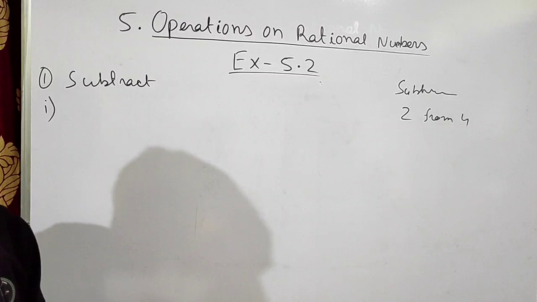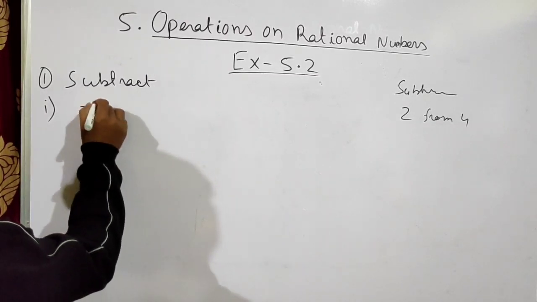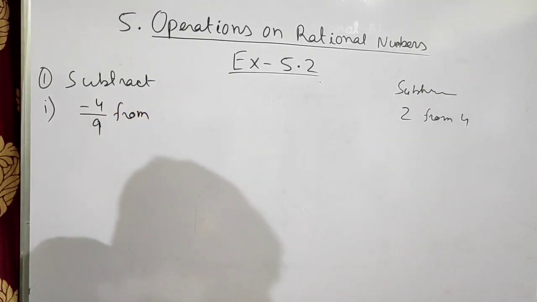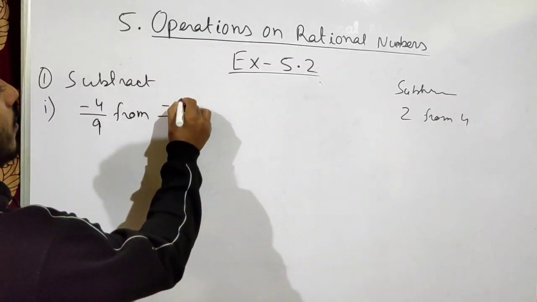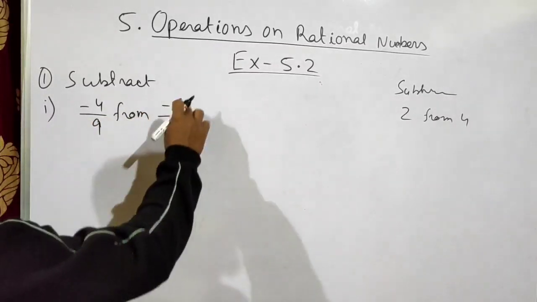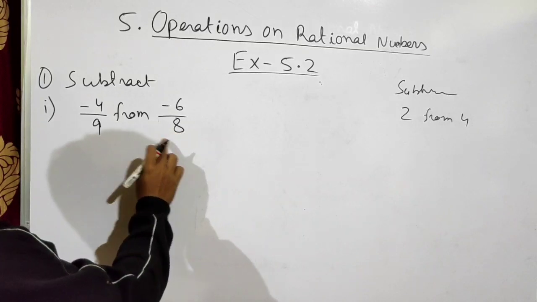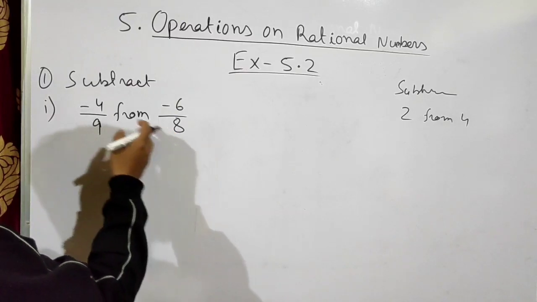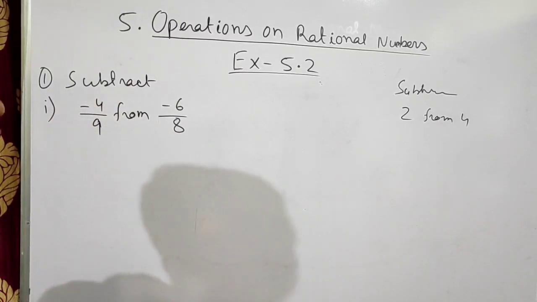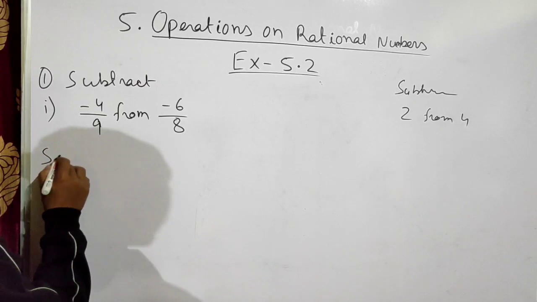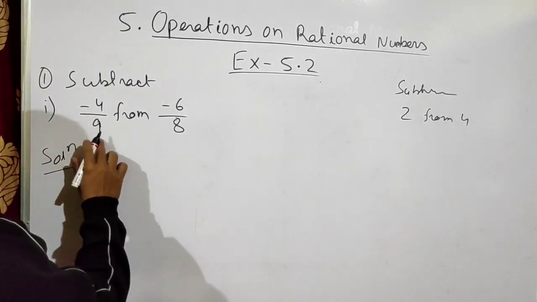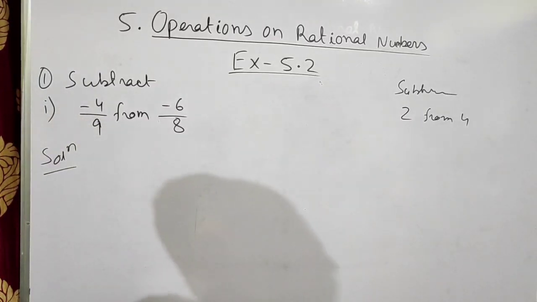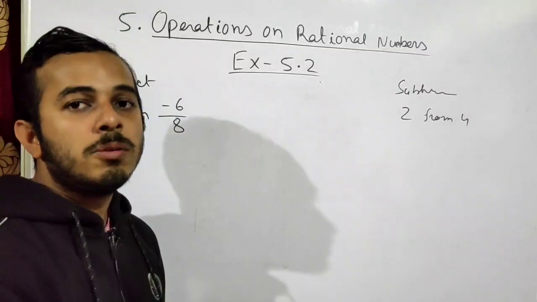So our first one is subtract minus 4 by 9 from minus 6 by 8, that is, from this rational number we have to subtract this rational number. Clear? From that rational number we have to subtract this rational number. So how to subtract? Look at the board. And one more thing: here the denominators are different, so we have to take the LCM to make the denominator the same, okay.